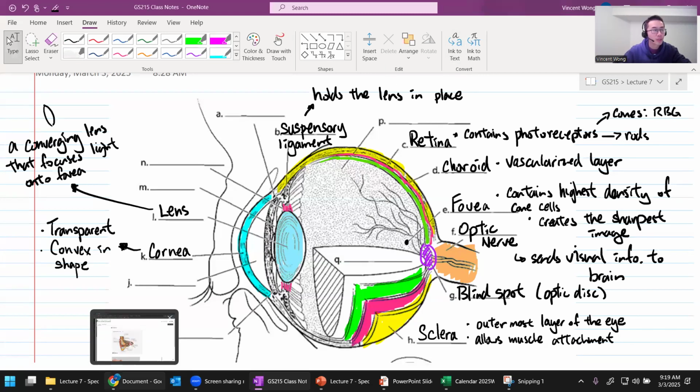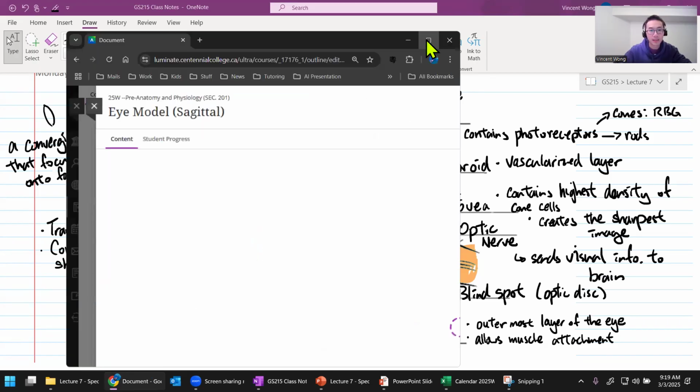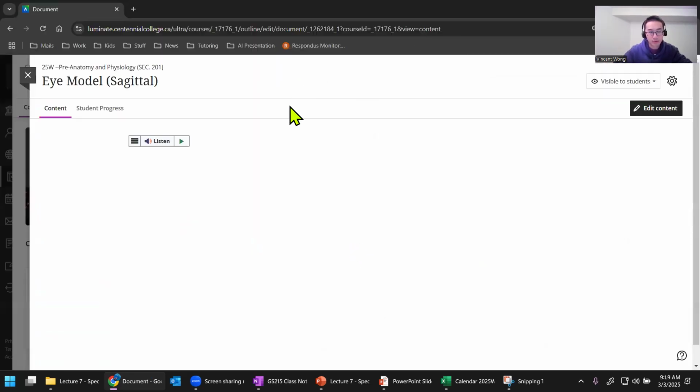Now, I'm just going to switch to the 3D model to show you. This is on Luminate, okay? Under the 3D model folder.